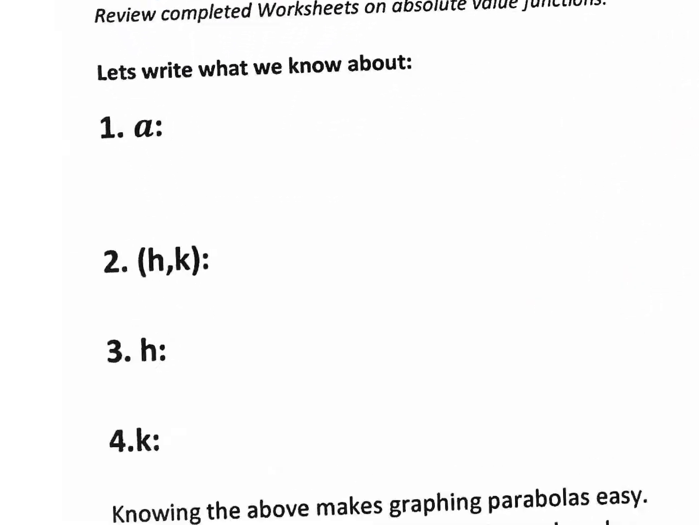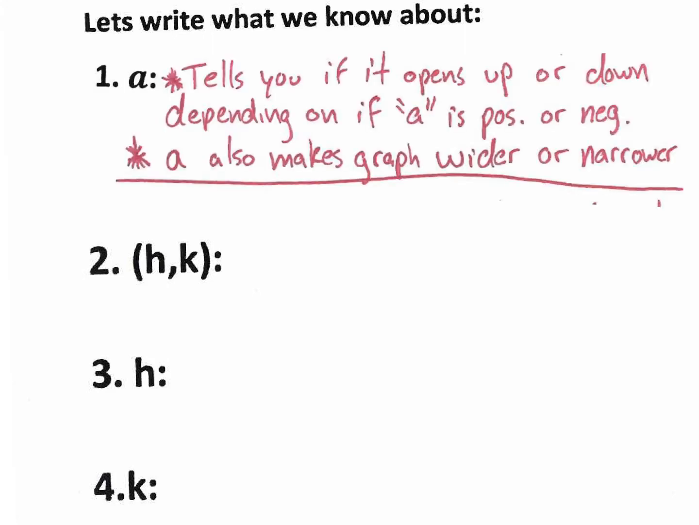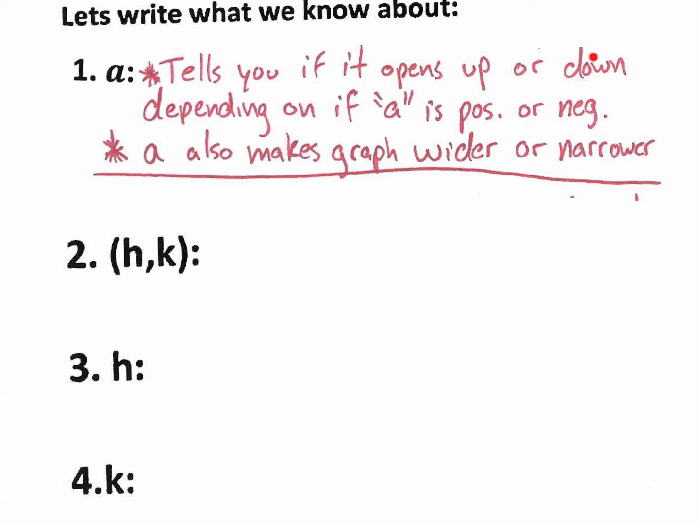So before we actually get to applying all this knowledge, let's write down this knowledge. The a value, it tells us a lot. I mean, this is what I wrote down on my notes, posted on Google Classroom. It says, tells you if it opens up or down. Obviously, if the a value is positive, it's going to open up. If it's negative, it's going to open down. Also, a makes the graph wider or narrower, right? We kind of saw that already with absolute value functions. If your a value was 2, that was a narrower v than the a value of 1. If your a value was 1/2, it ended up being wider, right? So the a will definitely tell you the width and if it's opening up or down.